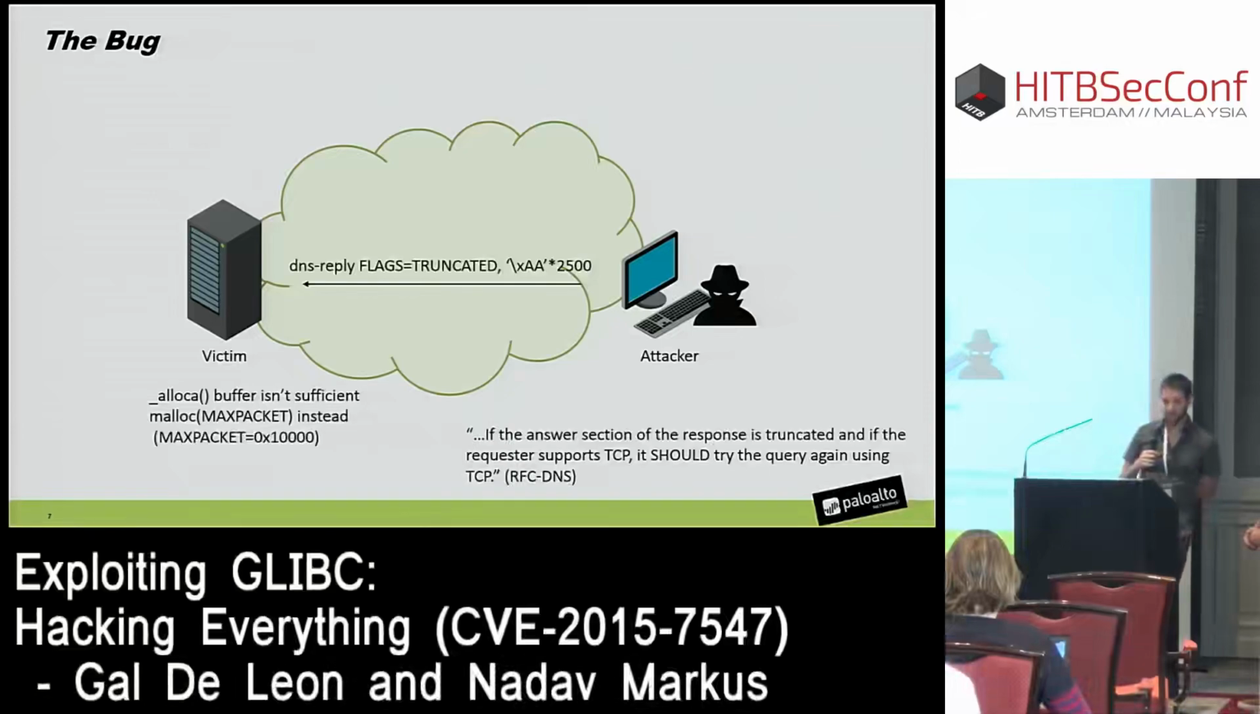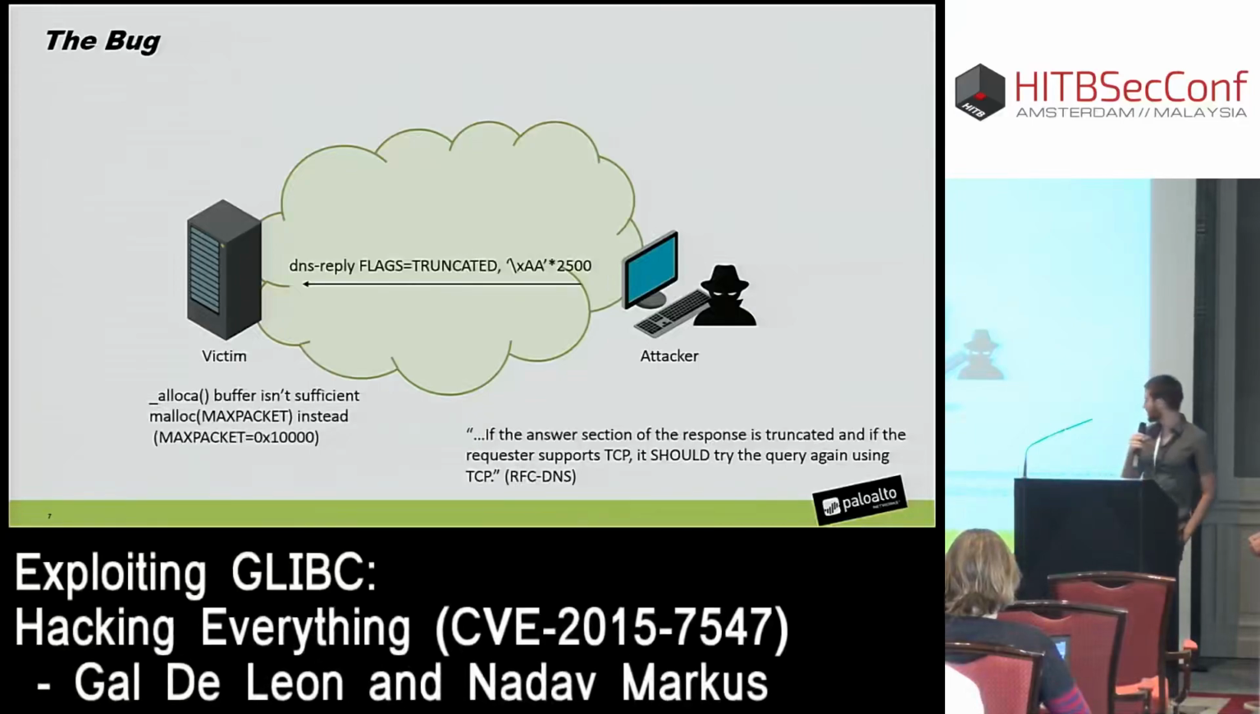Now the malicious attacker responds with a DNS reply that has two important characteristics. First of all, it is too large in order to fit into the buffer. Now it's important to note here that this is not where the stack overflow is. Here it correctly allocates a new buffer on the heap using the max UDP packet size. And in addition, the truncated flag is set inside the DNS response headers.